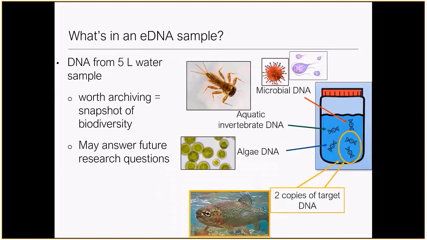So if we have, for example, a 5-liter water sample, we've filtered that water sample, we've extracted DNA from that filter. In our lab, we are definitely planning to archive all of our eDNA samples because we have a snapshot of biodiversity in that system at that time. And while in our most recent study, we were looking for non-native trout, we know there is a lot of other DNA present in our sample, and it's possible that these could answer future research questions as well. So this is potentially really valuable.